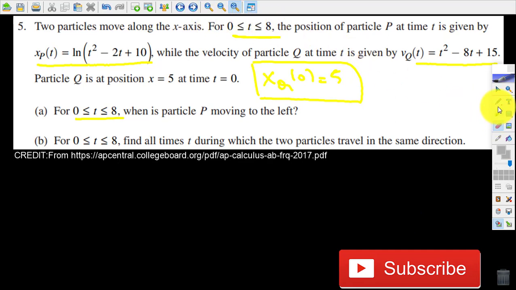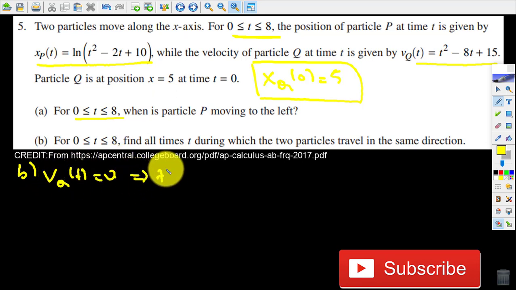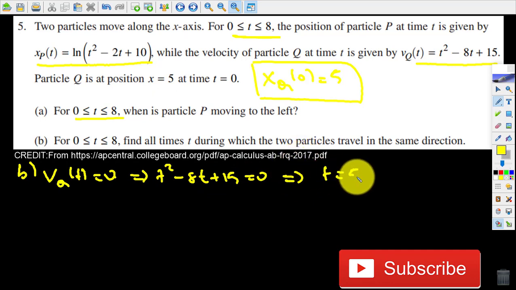So, part B. We know that when I set the velocity of particle Q, V_Q of t, equal to 0, which is t squared minus 8t plus 15 equal to 0, the results are going to be t equals 5 and t equals 3. So I need to test these values.